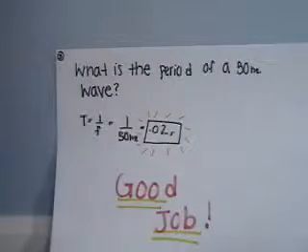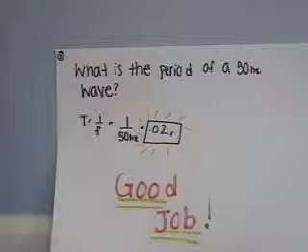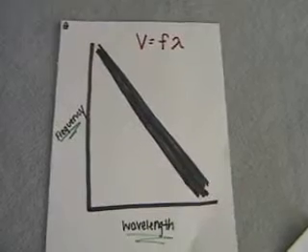Related to frequency is the period of a wave, which is how long it takes a single wave to pass a given point. It is a reciprocal of frequency and is measured in seconds. Let's do an example. What is the period of a 50 hertz wave? Because period is 1 divided by the frequency, the answer would be 0.02 seconds. Nice job.